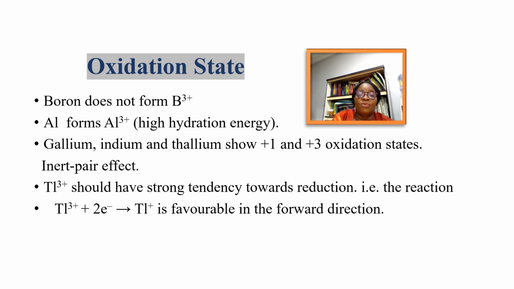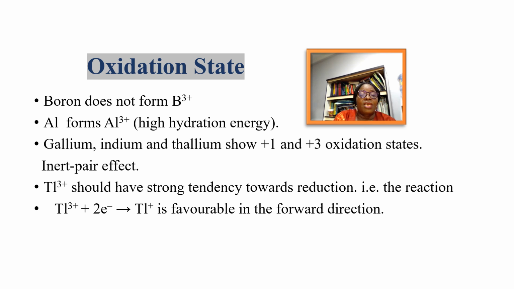Aluminium has a tendency to form the aluminium 3+ ion in solution due to its high hydration energy. And gallium, indium, and thallium show +1 and +3 oxidation states. The +1 state becomes more stable than +3 in going from gallium to thallium.